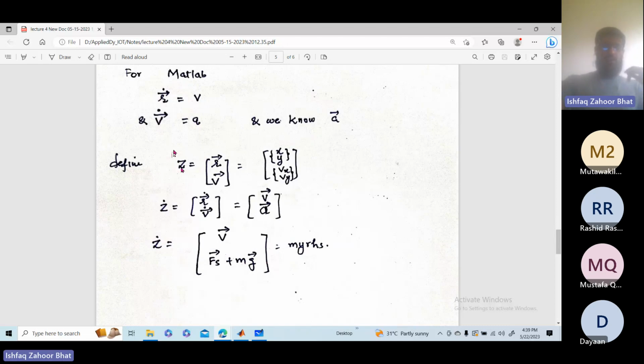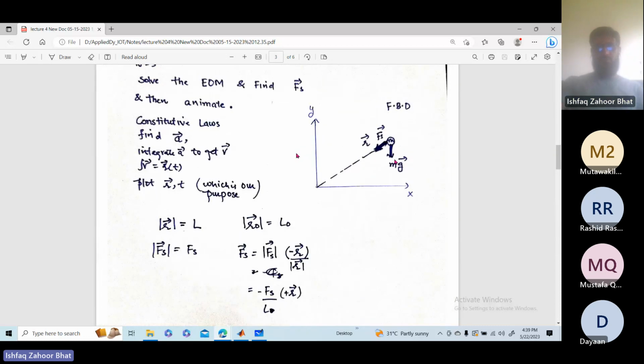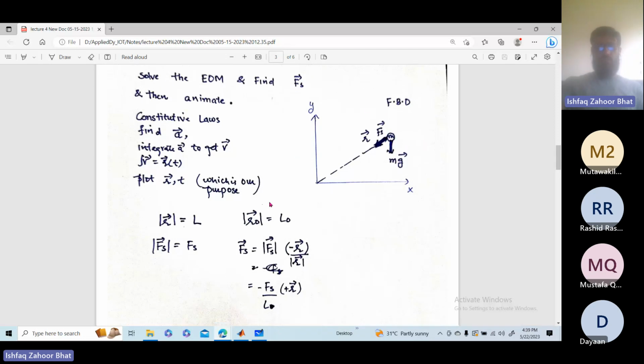So we define Z as R and V, position and velocity. Position itself will have two components, X and Y. So this R also represents a vector, or we can say a matrix, which contains X and Y. And velocity in itself contains two components, Vx and Vy. So this mass will have two components of velocity. At any point of time, let us assume that it is moving in this direction. That velocity will have some X component and some Y component.